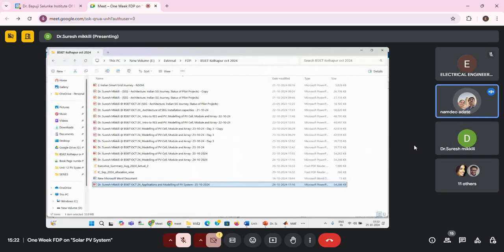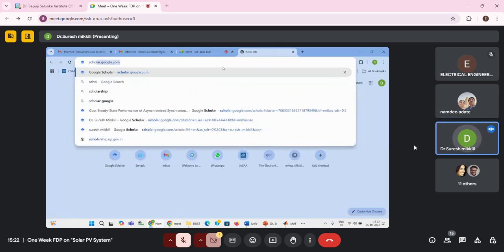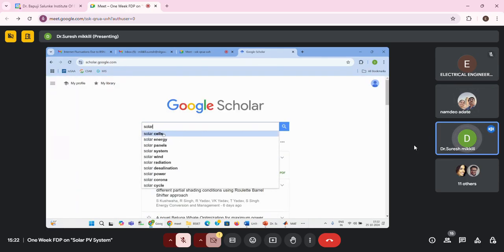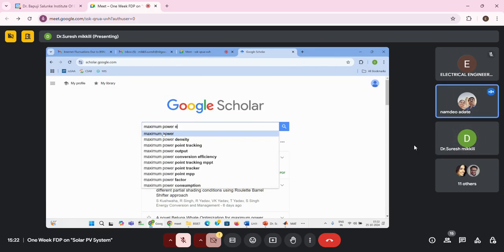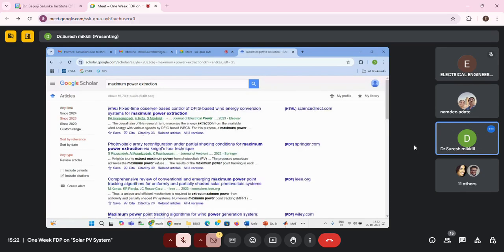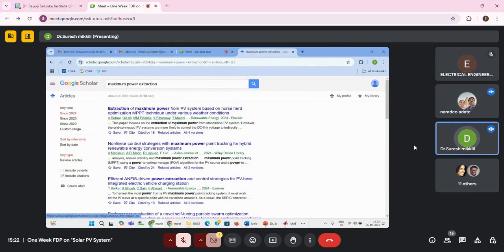Sir, any scope is there for research in this area? Yes, no. In this area, because, sir, most of the combinations are already done, I guess. Sir, 1 minute. I'll show you if you want. Scholar.google.com. Okay. Maximum power extraction I will put. See how many papers are coming. You see 2023 itself. Photovoltaic. Okay. 24 onwards, you see. Extraction of PV, MPPT.